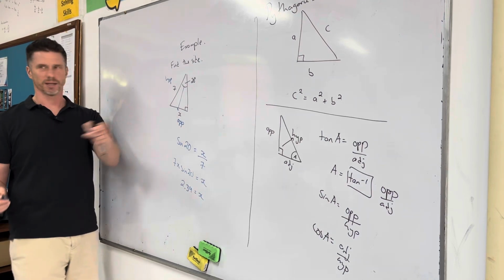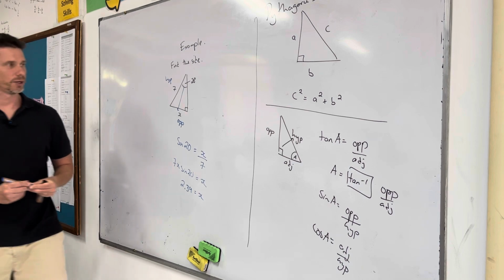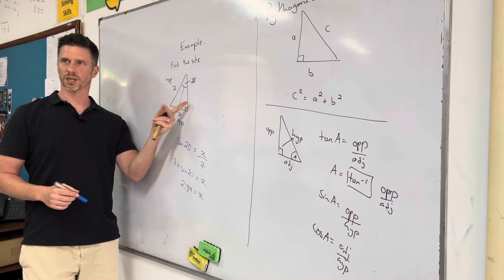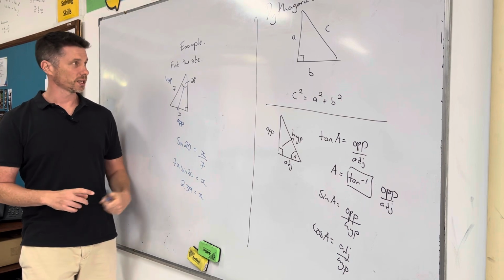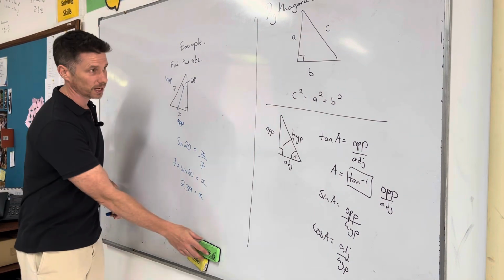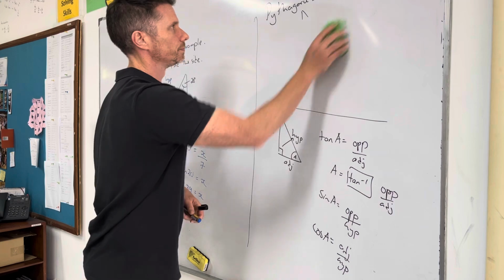Okay, and now I know the length of side x. I could use Pythagoras' theorem to find the other side, or I could use the cosine. Up to you. Okay, so that's finding the side. If I need to find the angle, I'll do it over here.